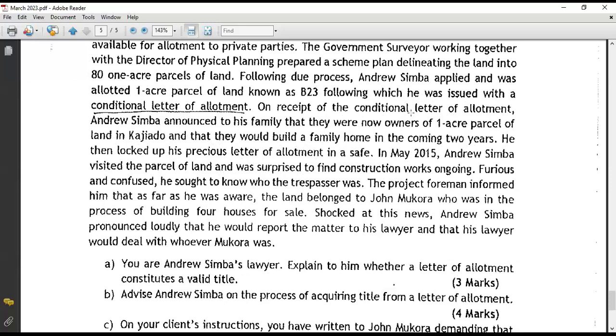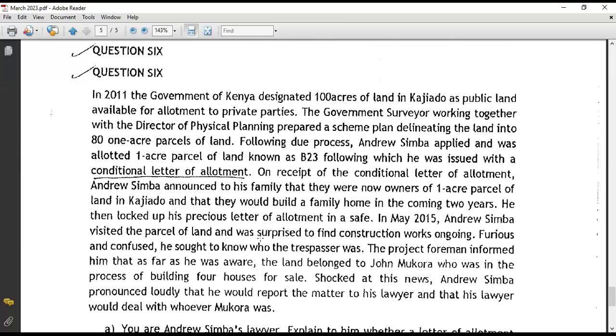In May 2015, Andrew Silva visited the parcel of land and was surprised to find construction works going on. Furious and confused, he sought to know who the trespasser was. The project foreman informed him that as far as he was aware, the land belonged to John Mukora, who was in the process of building 4 houses for sale. Shocked at the news, Andrew Silva pronounced loudly that he would report the matter to his lawyer, and the lawyer would deal with whoever Mukora was.